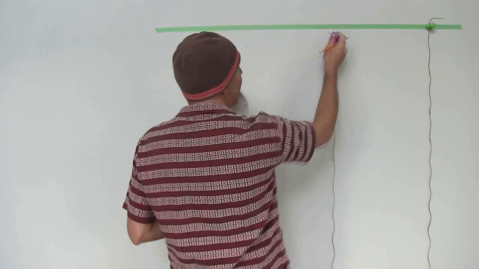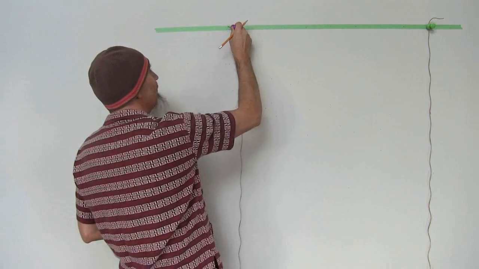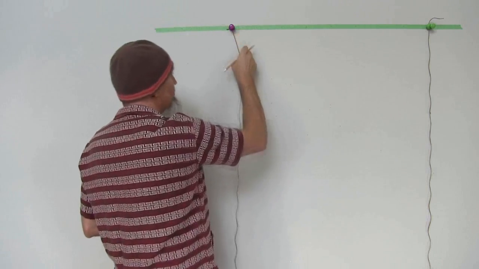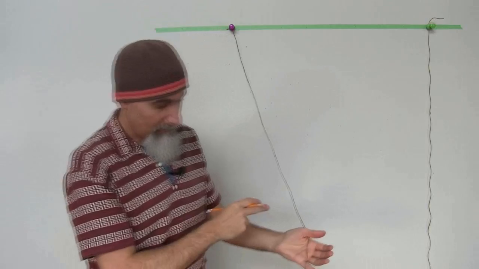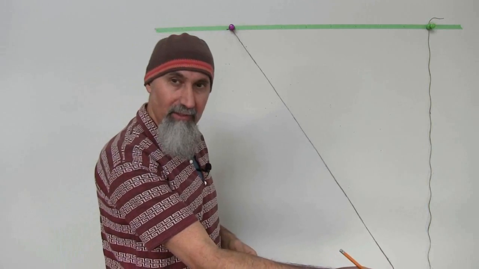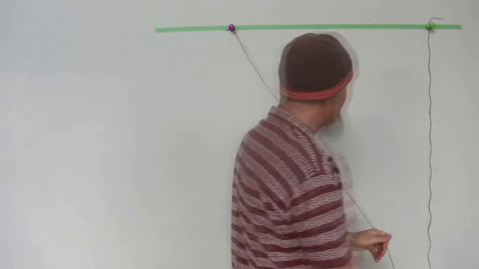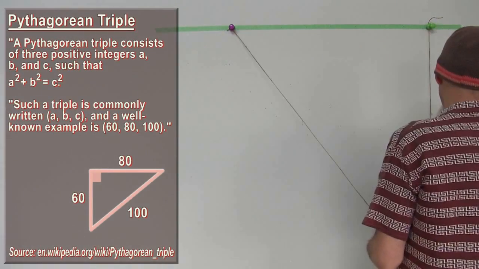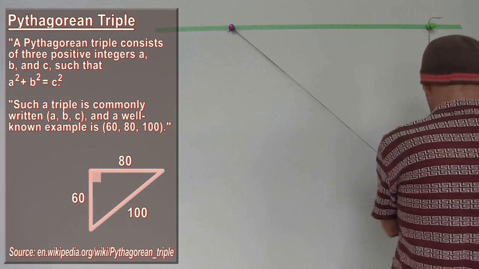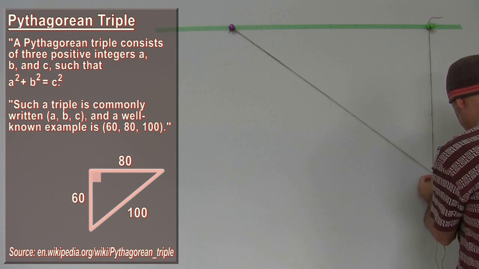So I'm going to come up to 80 here, 10, 20, 30, 40, 50, 60, 70, 80. I'm going to put my tack here, right in the middle of the tape, okay? And then the full length of the measurement that we did, which is 1 meter, 100 centimeters, should go down to 60 here. So we got 30, 40, 50, and 60. And this should be 100 right here.